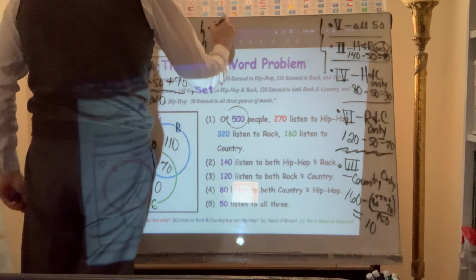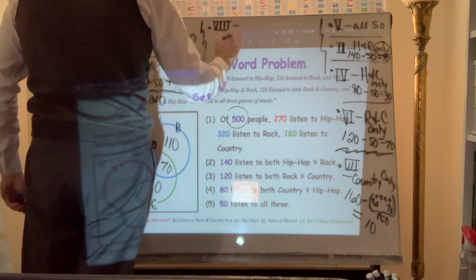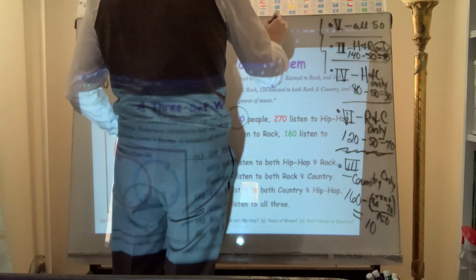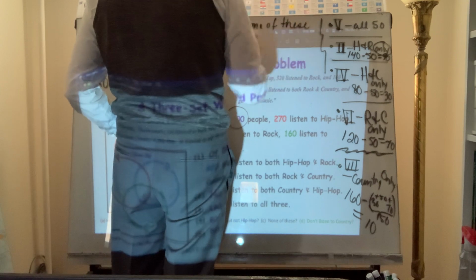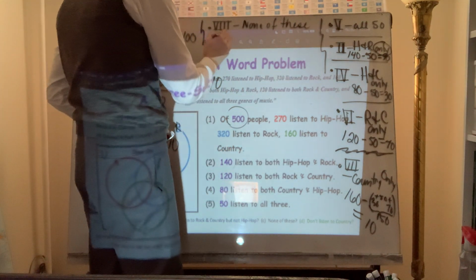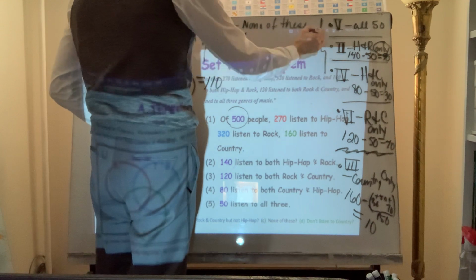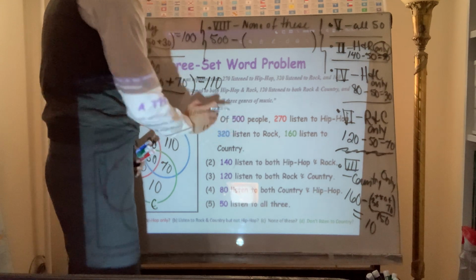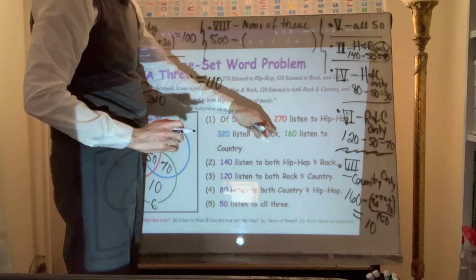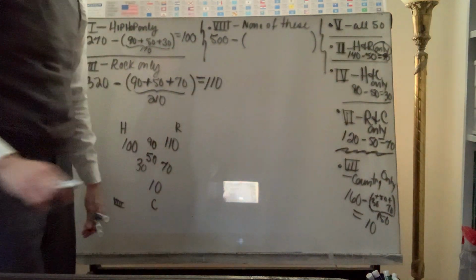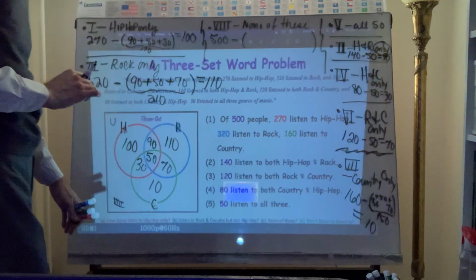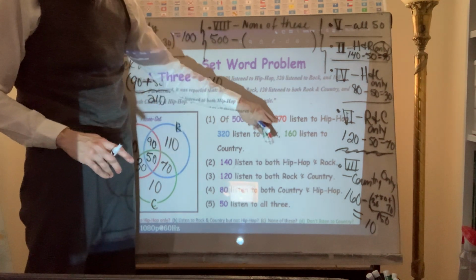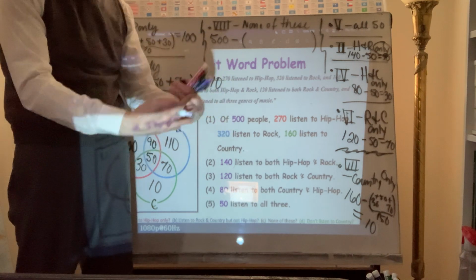When we're considering region 8, it's going to be none of these. Which would be, again, the total 500 people minus a sum, right? Don't jump the gun and go, well, I'll just add 270, 320, and 160. As much as that would be nice, you can't get away with just simply adding these 3 things together because there's overlap amongst them.